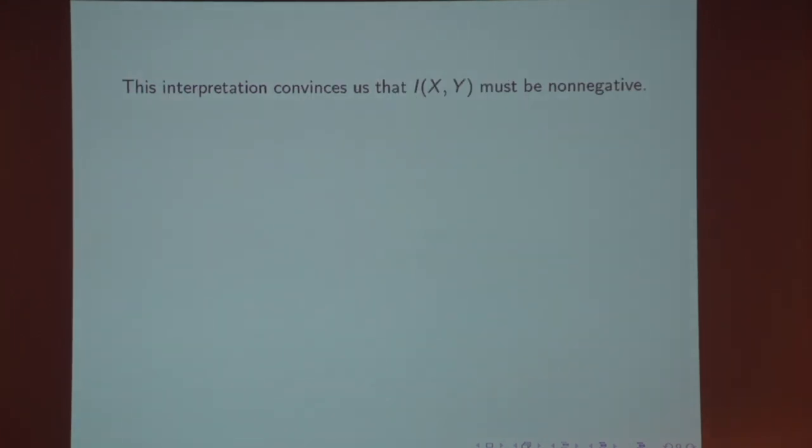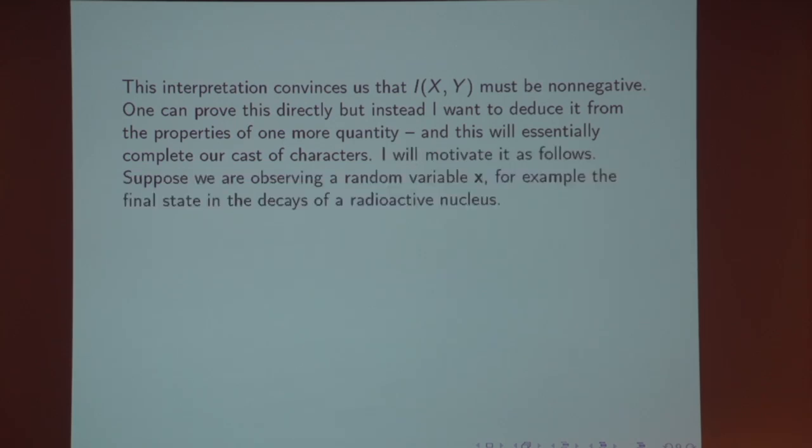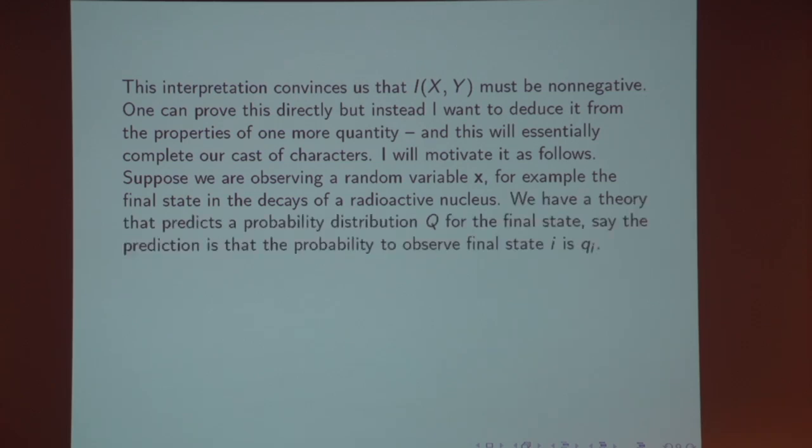Well, this interpretation convinces us that I of xy must be non-negative. You can easily prove it directly, but instead we'll deduce it from the properties of one more quantity, which is going to complete our cast of characters in classical information theory. I'll motivate it as follows. Suppose we're observing a random variable x, for example, the final state in the decays of a radioactive nucleus. We have a theory that predicts a probability distribution for the final state. For example, the prediction might be that the probability of final state i is Q sub i.